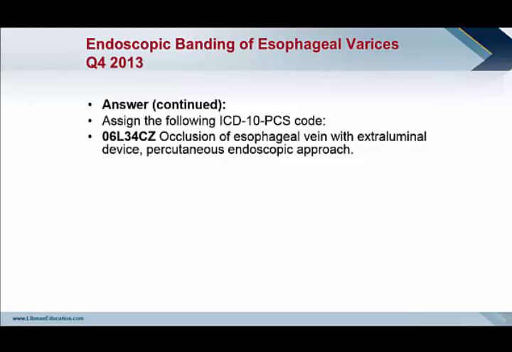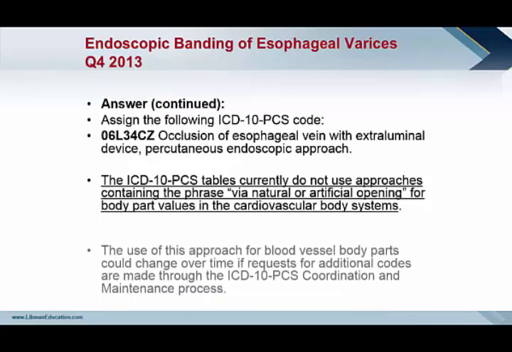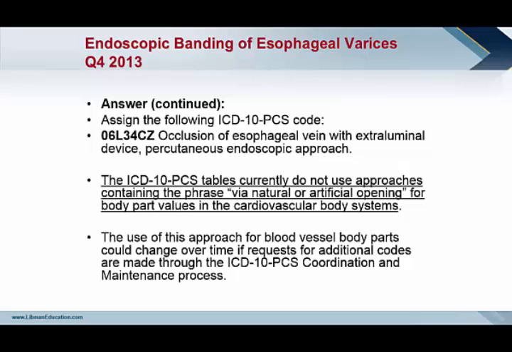The next paragraph goes on to defend the answer. The ICD-10 PCS tables currently do not use approaches containing the phrase via natural or artificial opening for body parts in the cardiovascular system. And basically what this paragraph tells us is that there's an oversight in the PCS classification that doesn't allow us to code this one correctly using ICD-10 PCS. The answer goes on to point out that the use of this approach for blood vessel body parts could change over time if requests for additional codes are made through the ICD-10 PCS coordination and maintenance process.